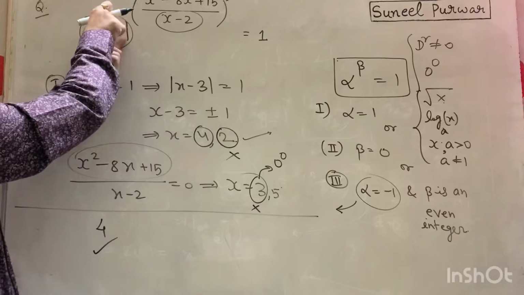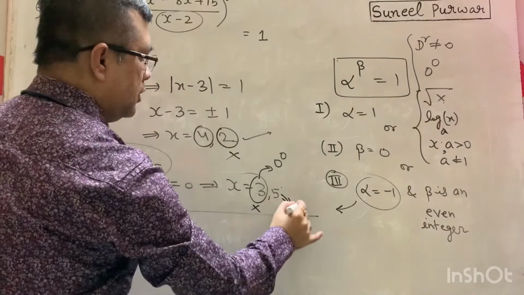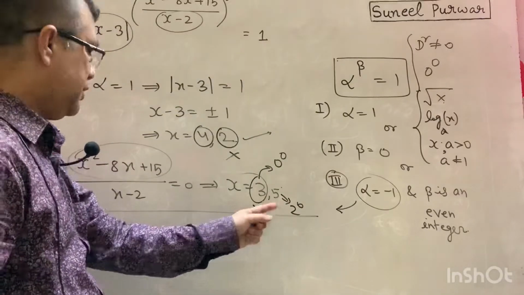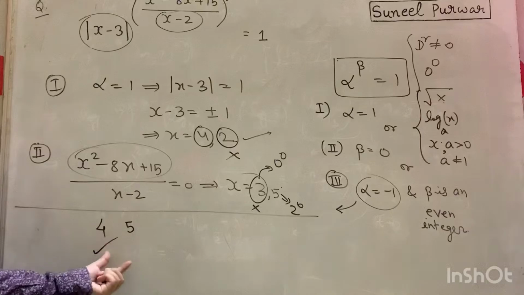If you take 5, this is 2, and this is 0. So 5 will mean 2 to the power 0, which is of course 1. So 5 is satisfied. So there are only two solutions, which are 4 and 5, and their sum is 9.